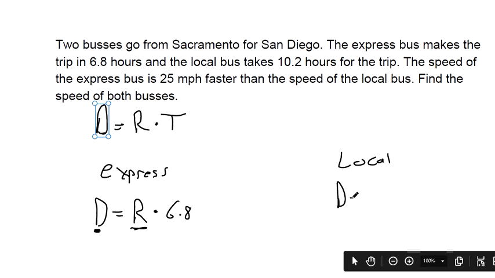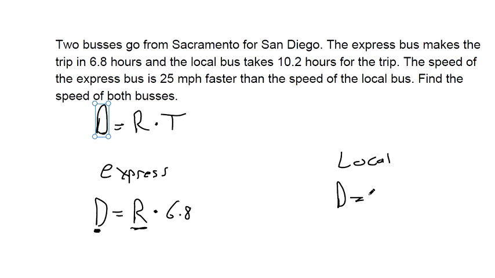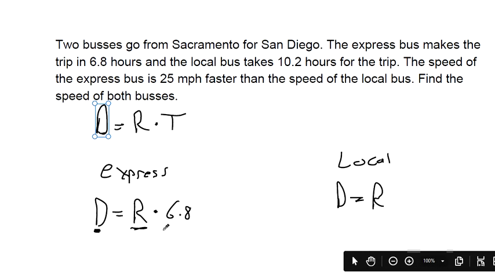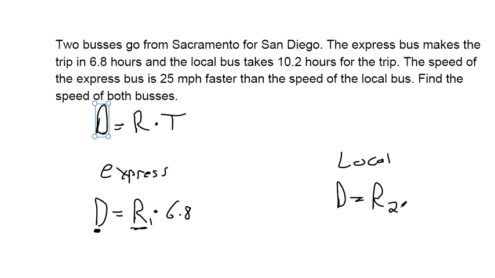That distance, which we don't know the distance from Sacramento to San Diego, but we do know that the distance equals the rate, which we don't know. Now look, we can't have these be the same R's right now, right? Because the express bus has a different rate than the local bus. They tell us the express is 25 miles per hour faster than the local bus. So we'll call this one R sub 1 and R sub 2, just to distinguish the rates. Okay, a little 2 in the subscript position. So the local bus is 10.2 hours in time.